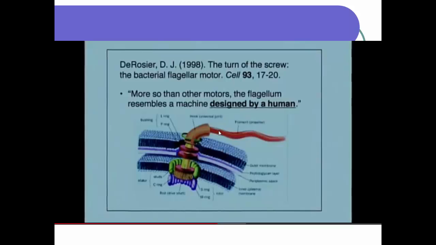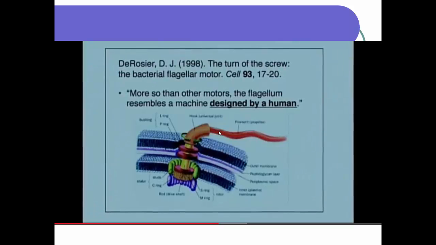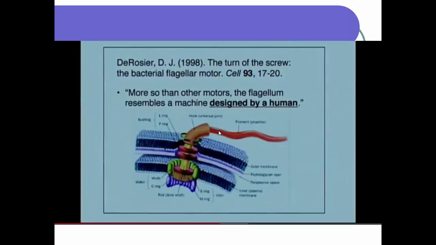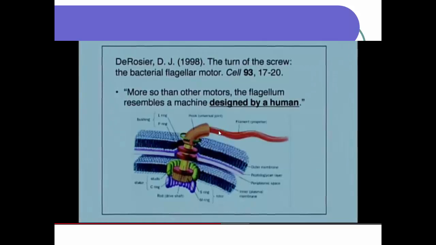Now, in that article, he makes a statement, quote, "More so than other motors, the flagellum resembles a machine designed by a human," close quote. So David de Rosier also recognizes that the structure of the flagellum appears designed.